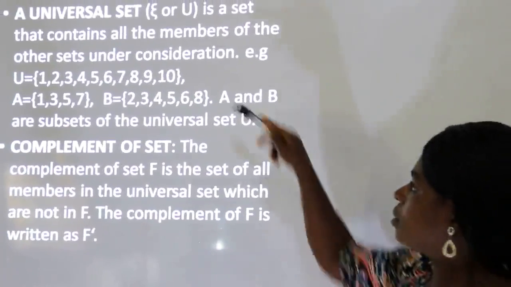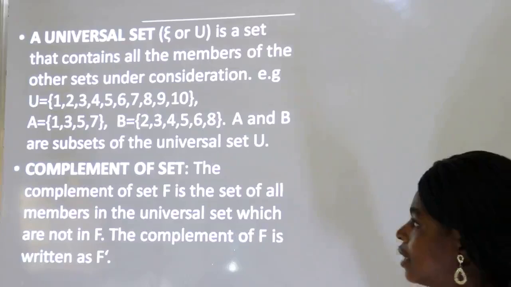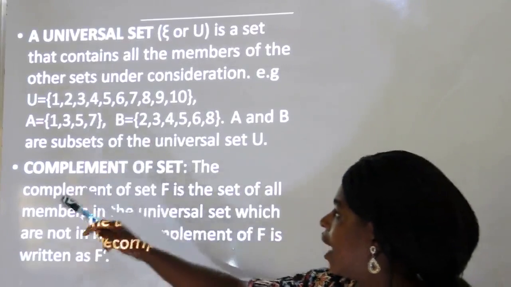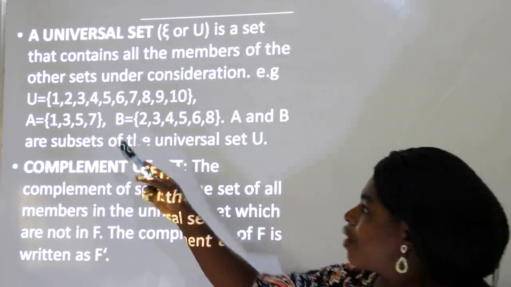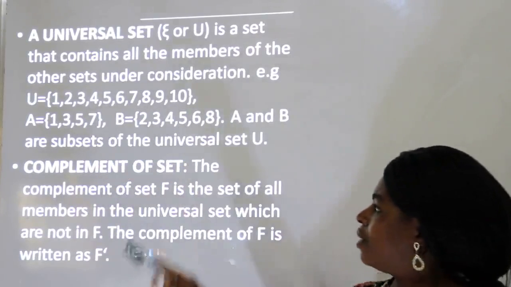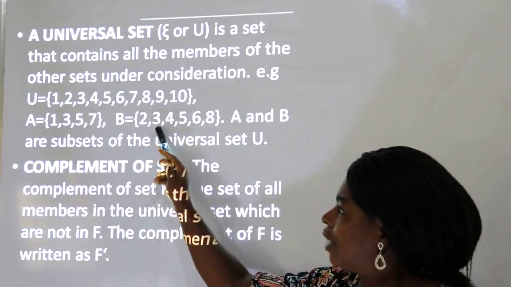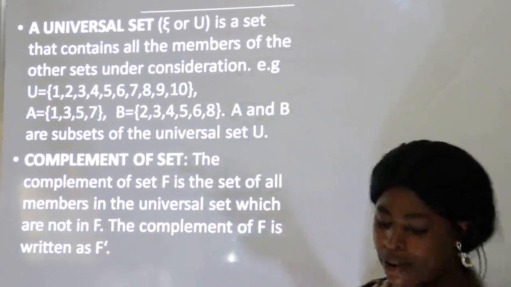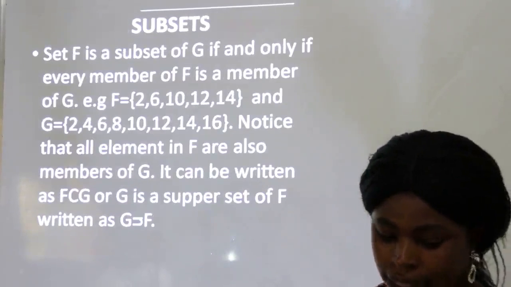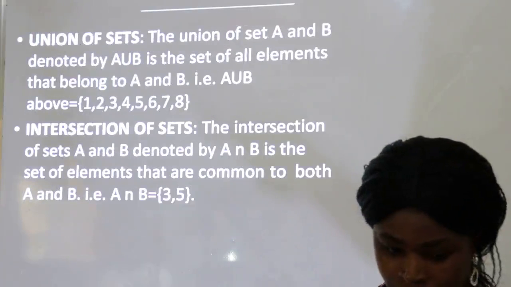So let's go back to this universal set again, because I used A and B as the example. We have set A here and set B. So what are the elements that are common to A and B? From what we have on the board here, we have 3 is one. We also have 5 is one. So 3 and 5 are the intersection of A and B.